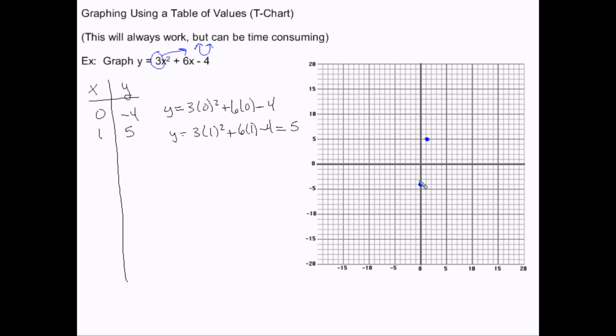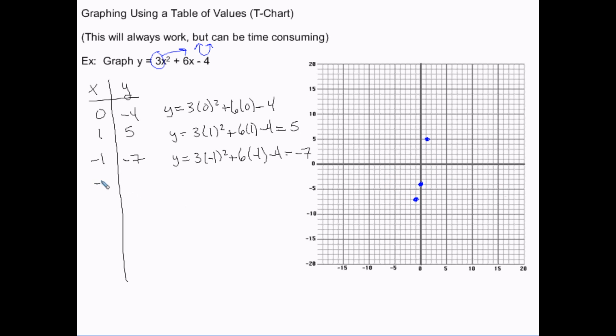I'm going to start plugging in negative x's to try to find that point where it changes direction and starts to go up again. So I'm going to plug in negative 1. I get 3 minus 6, which is negative 3, minus 4, which is negative 7. So I'm still going downward. So negative 1 is negative 7. But you see how we're much closer? So I think I'm going to find my turning point here pretty soon.